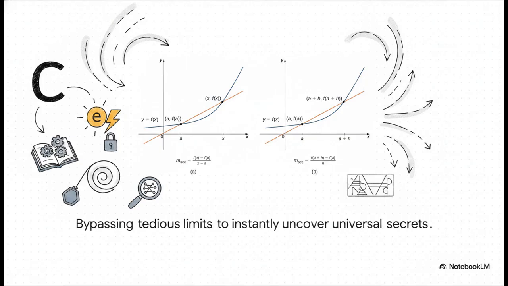Which leaves us with one final thought to ponder today. If these surprisingly simple mathematical shortcuts perfectly describe the incredibly complex, chaotic universe around us, what other universal secrets are out there, just waiting to be distilled into a simple pattern?